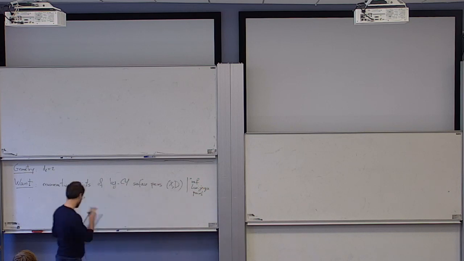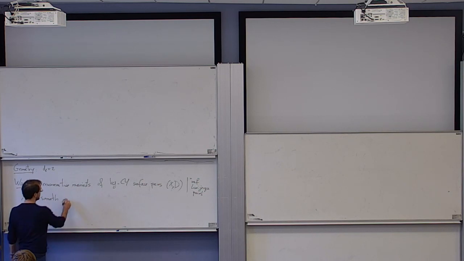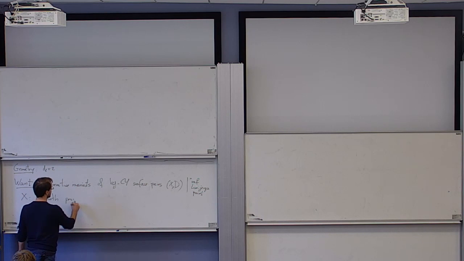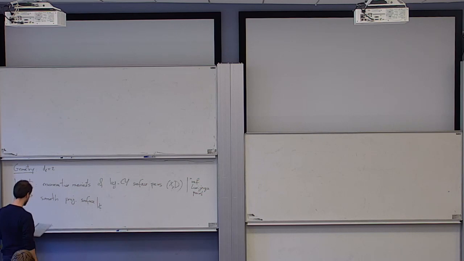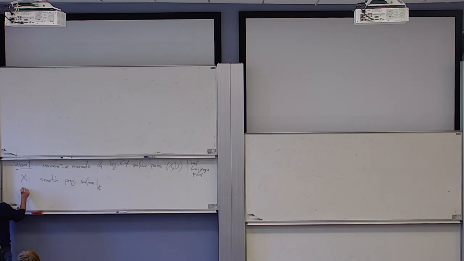So what's the setup? X will be a smooth rational projective surface over the complex numbers, and the toolkit will be an anticanonical divisor.